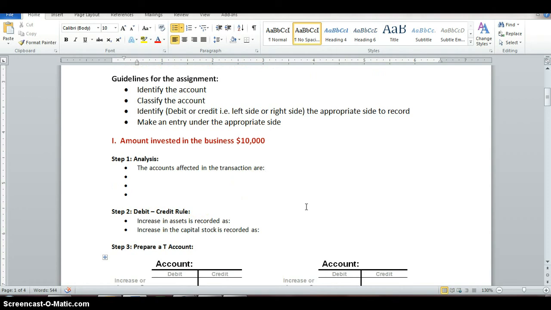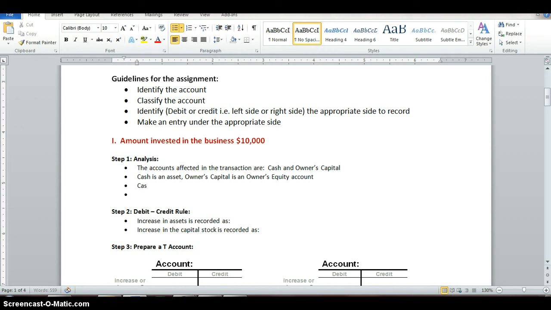So the amount invested into the business, so of course it's going to affect our cash and our owner's equity. Cash is an asset account. Hopefully you guys have that down by now. And owner's equity, actually we should probably call this owner's capital, and then owner's capital is an owner's equity account.